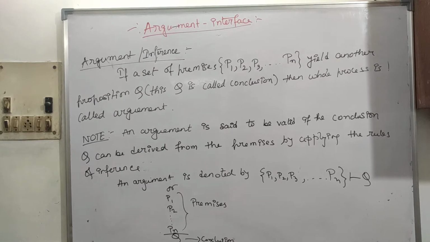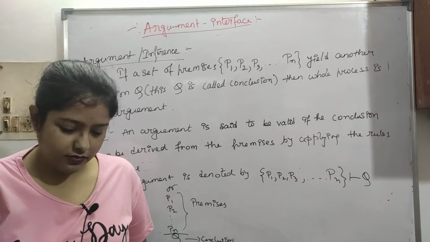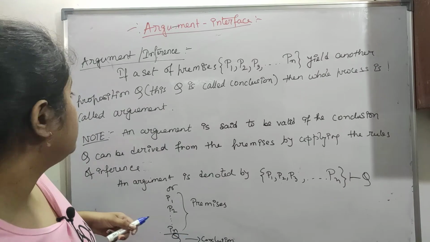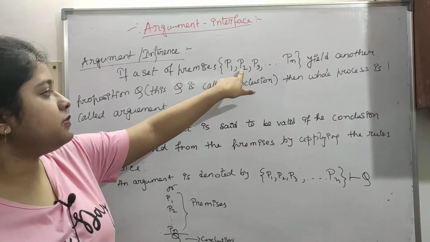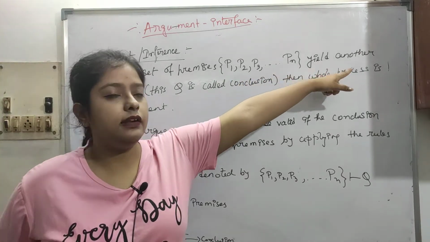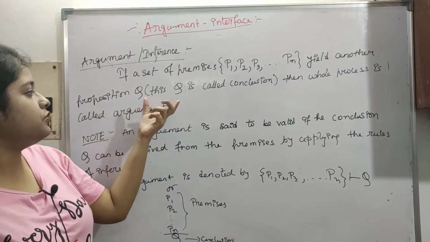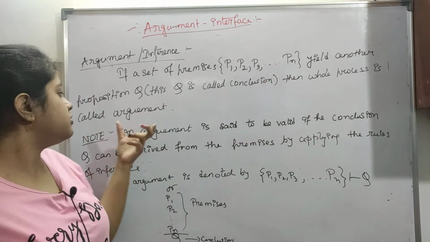So now let's see argument or inference. If a set of premises P1, P2, ... Pn yield another proposition Q, Q is called the conclusion. The process is called an argument.